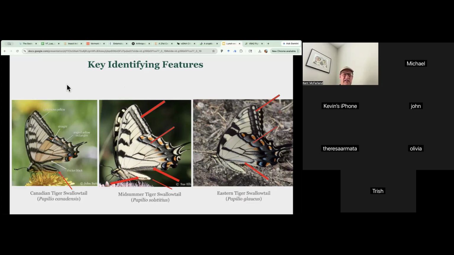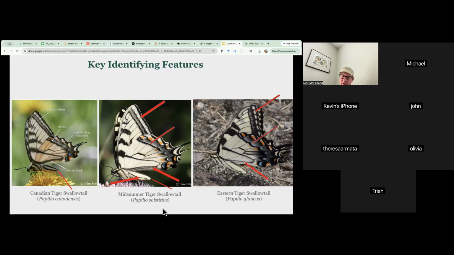It can sometimes not be easy, and sometimes you have to walk away from them for a little bit. But we have three species now, still. Now we have a name for the middle one, and it's officially described and pretty widely accepted, at least here in Vermont. So now we have Canadian tiger swallowtail.